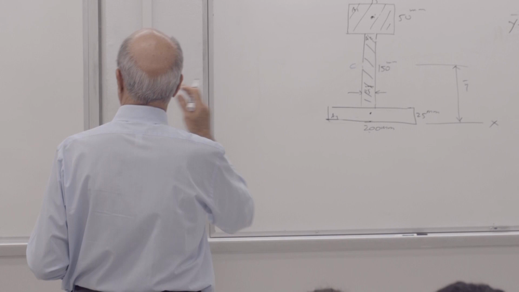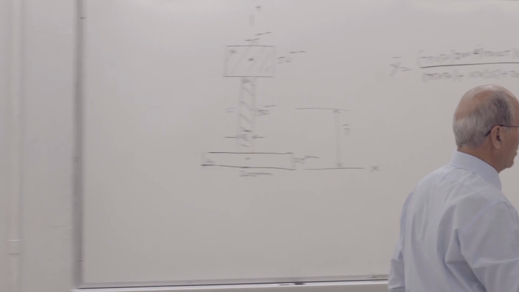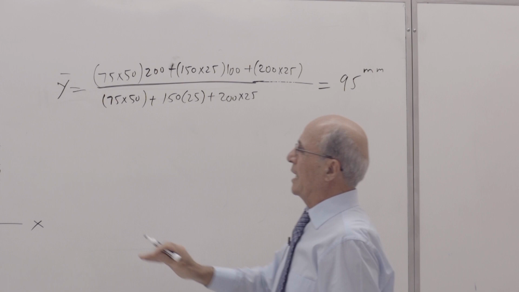Everybody who's using centroid, you should take this moment about certain axes, determining all the A's or all the distances. Is that understood? Yes? Notice there is a big difference between the two. Anyhow, I'm not going to put all the numbers in, I did it for you, so it ends up to be equal to 95 millimeter. So that now we solve this problem.